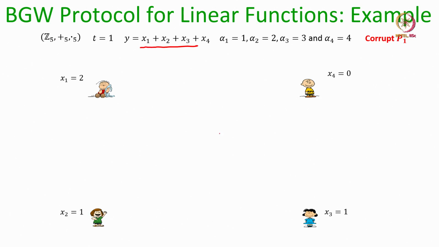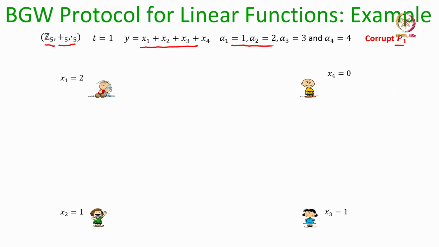We have 4 parties and up to 1 party can be corrupt. For simplicity, imagine that the first party is corrupt. Of course, the parties will not know that it is the first party who is corrupt, but they will know that up to 1 party can be corrupt. And we will perform all the computations over the field Z5, where the plus operation is addition modulo 5 and the multiplication operation is multiplication modulo 5.